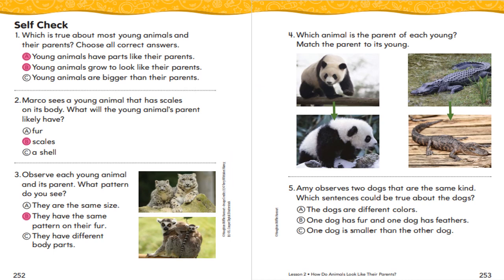The word "could" means the statement is possible, but doesn't always have to be true. The answers are A, the dogs are different colors, and C, one dog is smaller than the other dog.